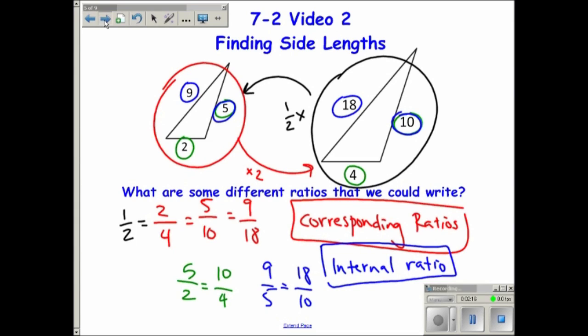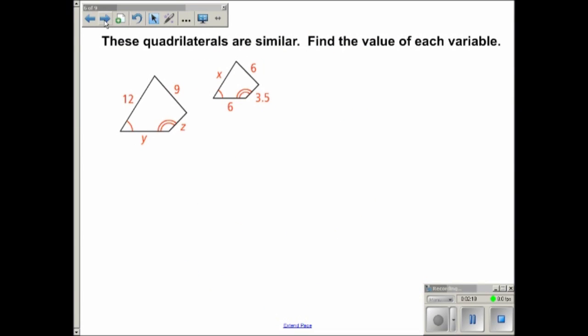Okay, let's look at a problem. These quadrilaterals are similar. Find the values of each variable. Now, I'm personally going to use corresponding ratios. I think that's the simplest way to do it. I'm first going to find x. Now, x corresponds with 12. And so I'll set up the proportion x over 12 is equal to, now I will look for a ratio between two corresponding sides that I know. And I know 6 and 9.